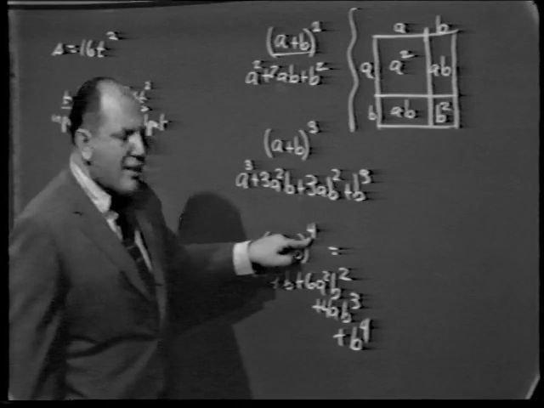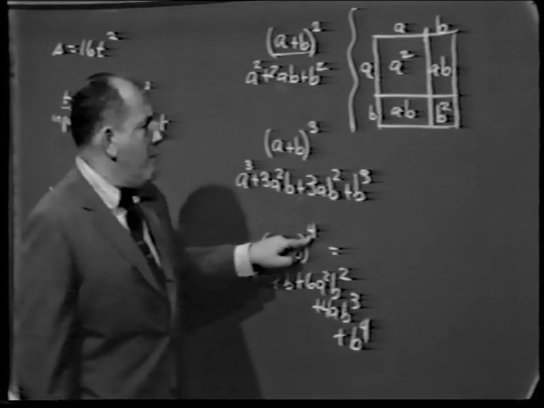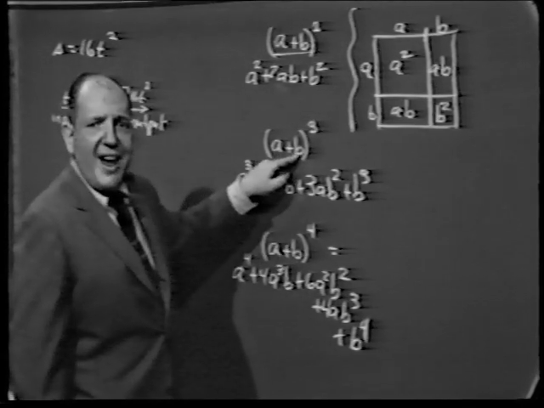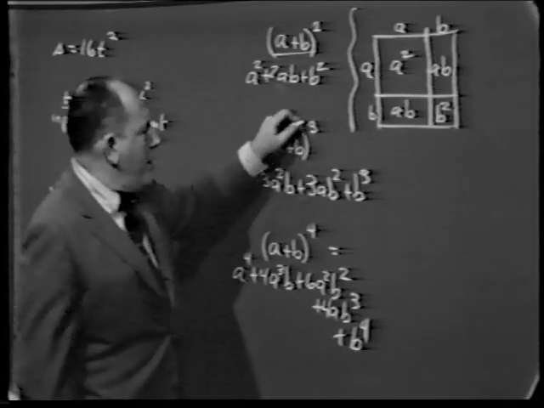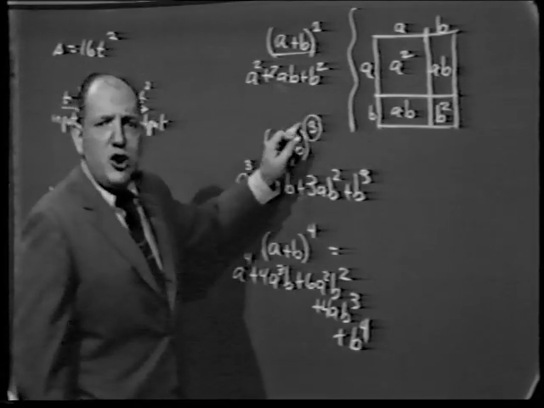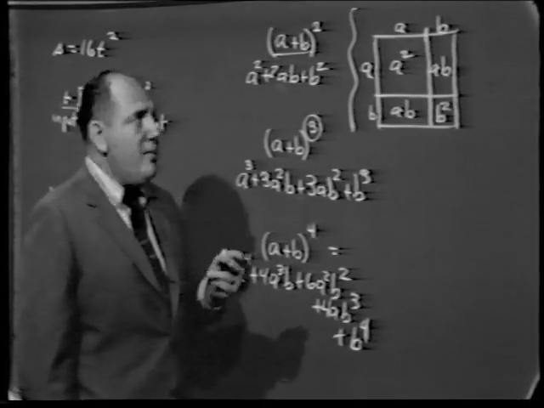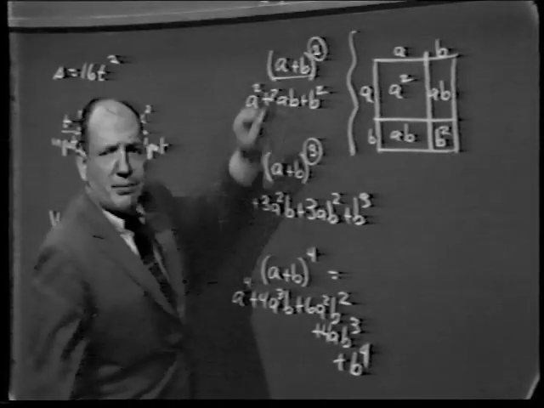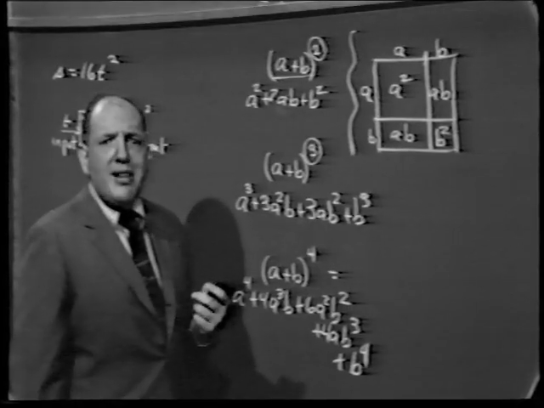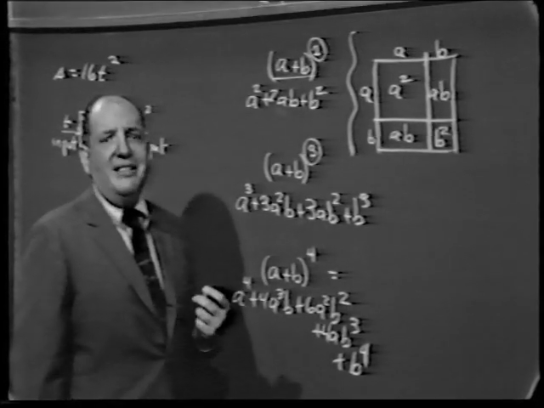This is called a plus b to the 4th power. But somehow or other, we don't call this one a plus b to the 3rd power. We call it a plus b cubed, suggesting the geometric configuration of the cube. And here we don't usually say a plus b to the 2nd power. We say a plus b squared.